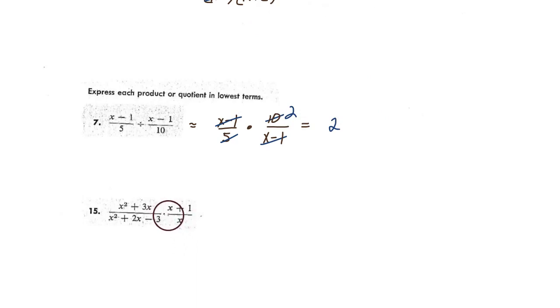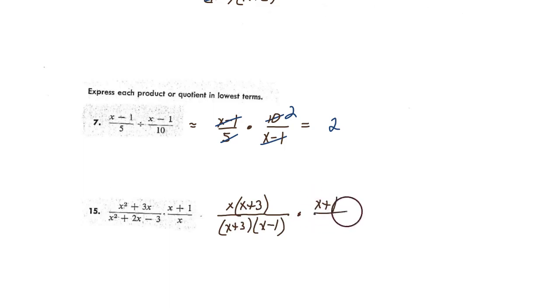Next one is multiplication, but this first fraction looks like it will factor, so let's do that first. We have x times x plus 3 over, and down here we can use FOIL, so this is x plus 3 times x minus 1. And then copy the other fraction down.